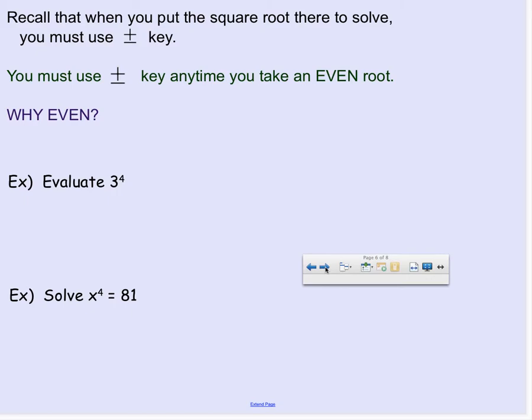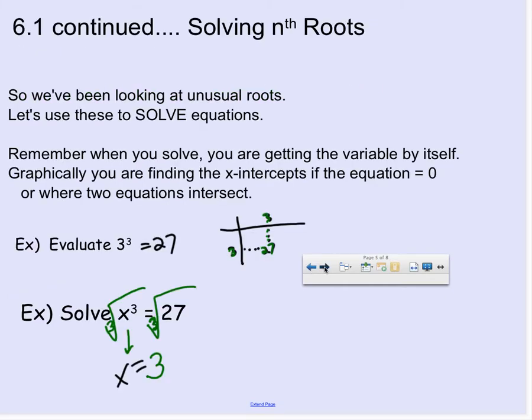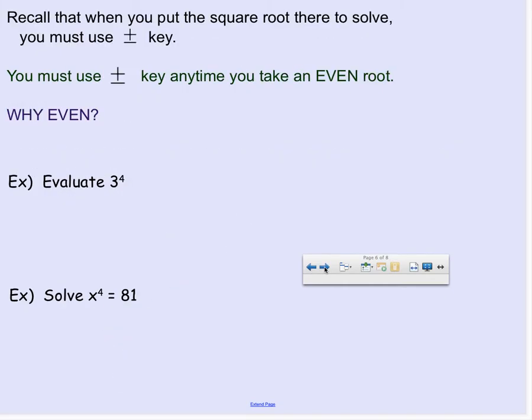Now, remember that when we were doing this before, whenever we square rooted, we had to put the plus or minus sign? I didn't do that on that last example. You notice how I didn't put a plus or minus? You must use the plus or minus anytime you take an even root. It has to be even. So why does it matter that it's even? I'm going to show you.